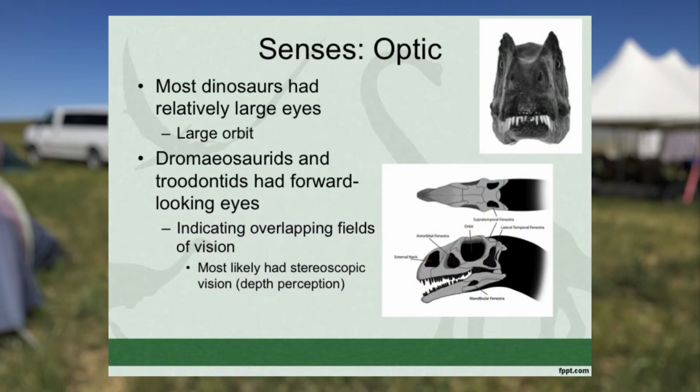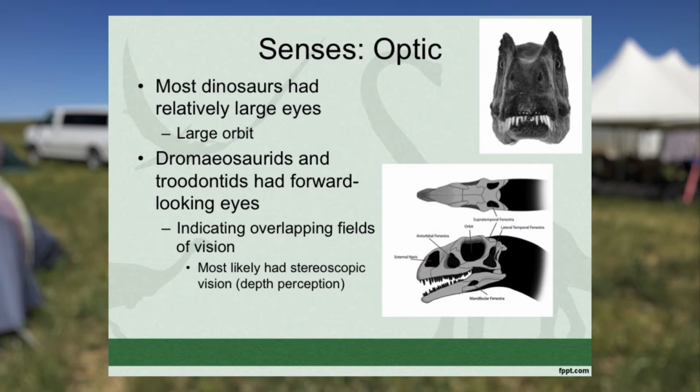Optic, could they see? If you look at the orbit of a dinosaur, what goes in the orbit of the skull? The eyes. Were the orbits small? No, not at all. You look at animals today, burrowing animals, they have very small orbits or none at all. Dinosaurs, a lot of them, especially theropods, had huge orbits, which means they probably had very large eyes. When you have large eyes, you probably use them, so they could probably see quite well.